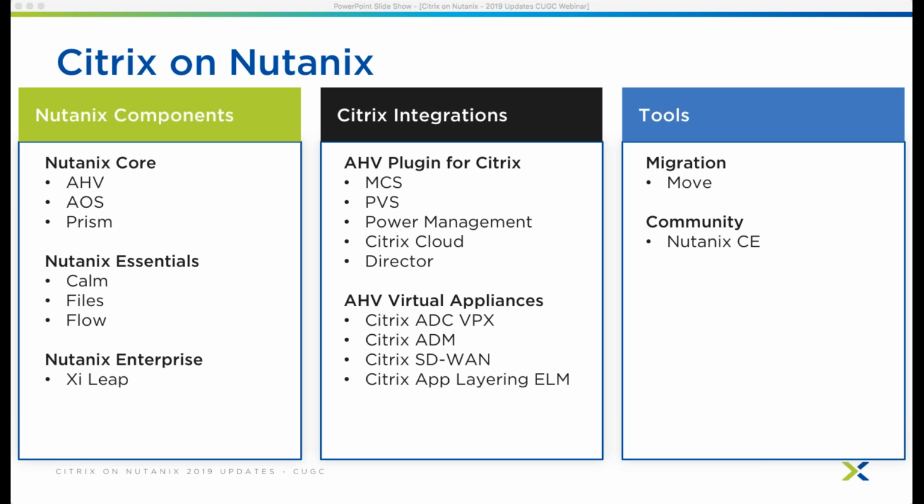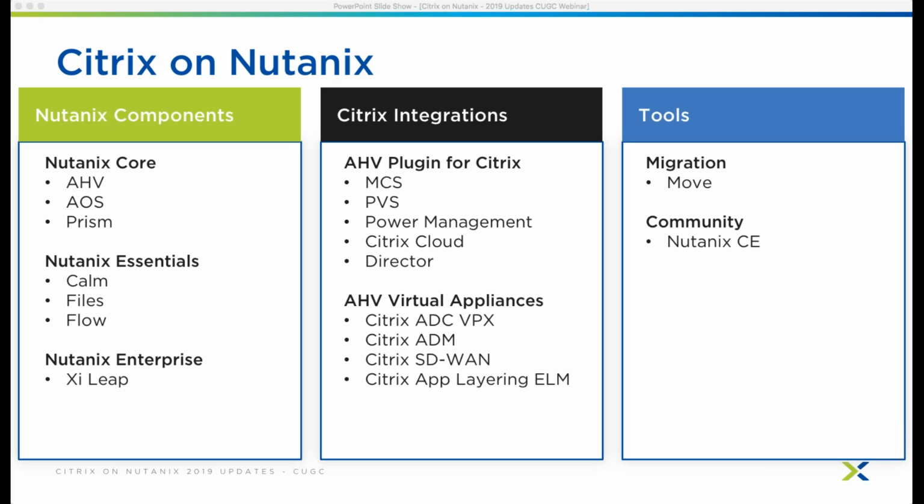So for Nutanix components, we have our Nutanix core. Our AHV is our hypervisor, our AOS is our software, Prism is our management, and then Essentials, we have things like Calm. So Calm is an extra piece you can purchase, which does automation, orchestration, scale up, scale down, tear things down as well. For that, we have Files, which I talked about, and I'll touch on a little bit more on Files.